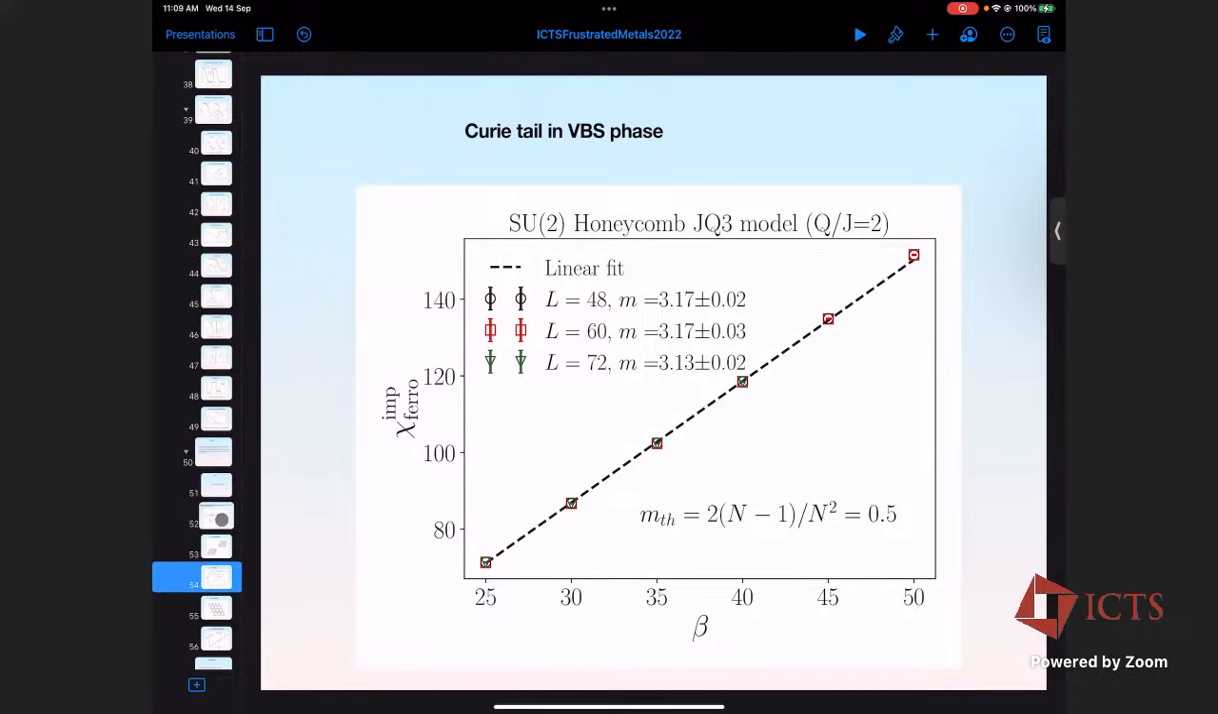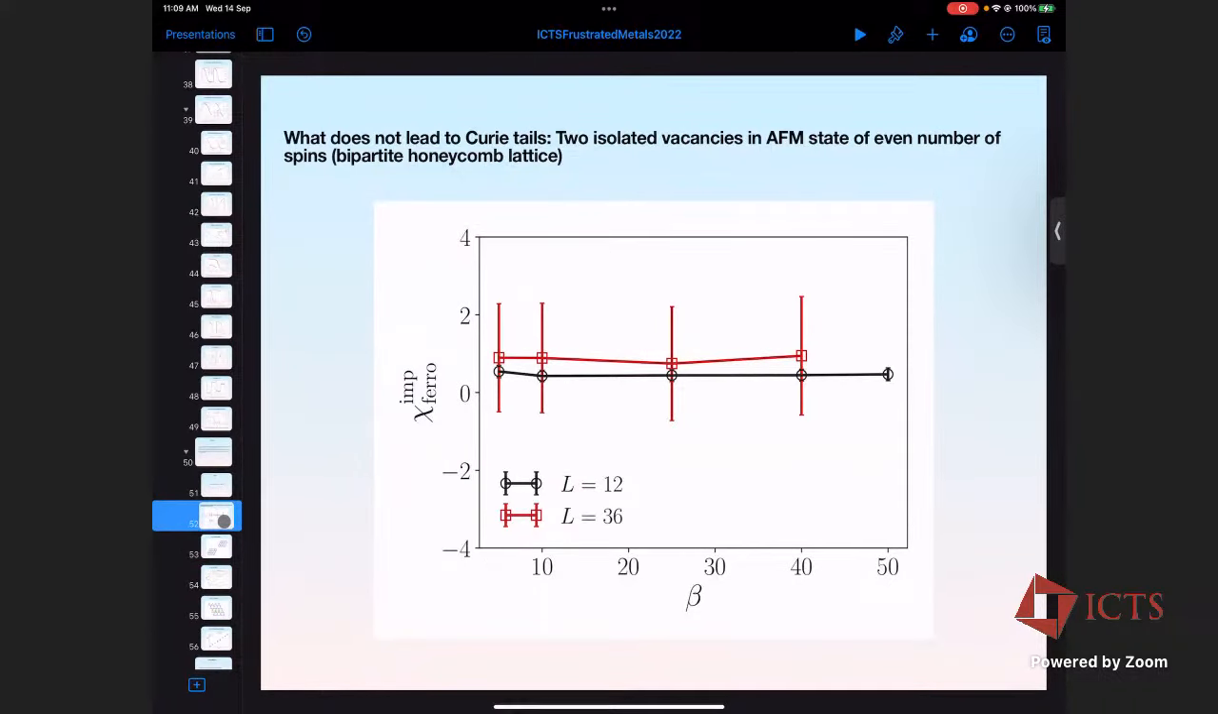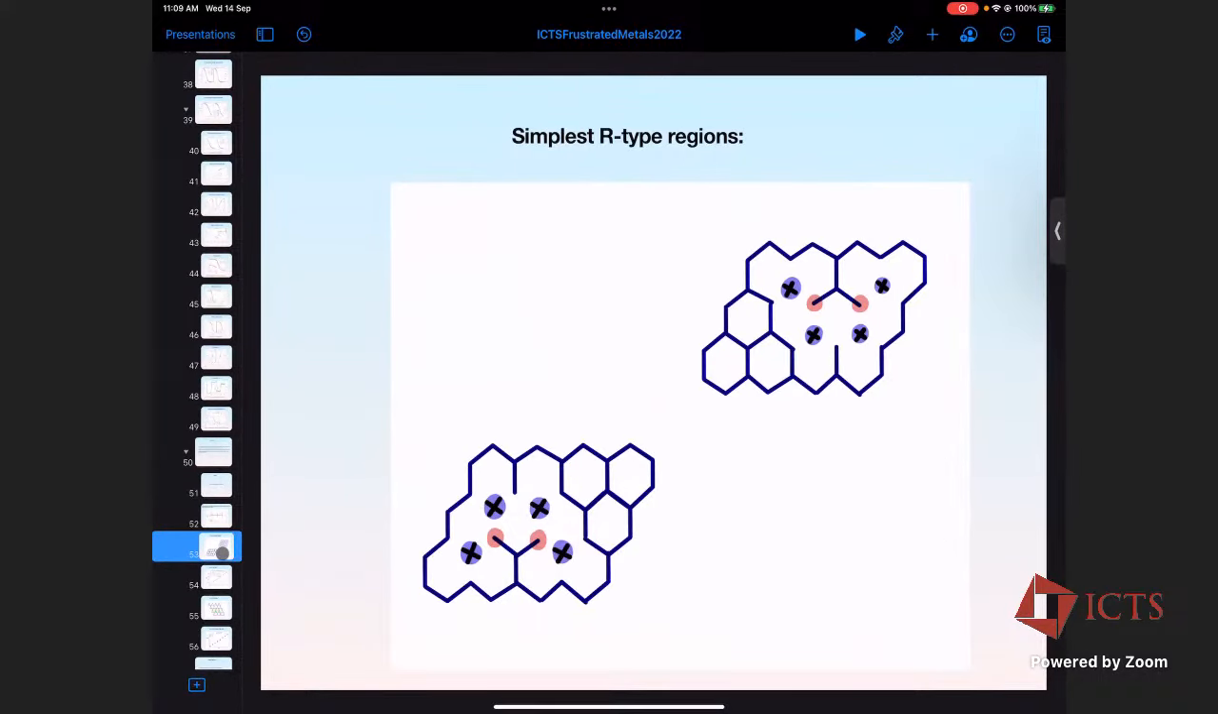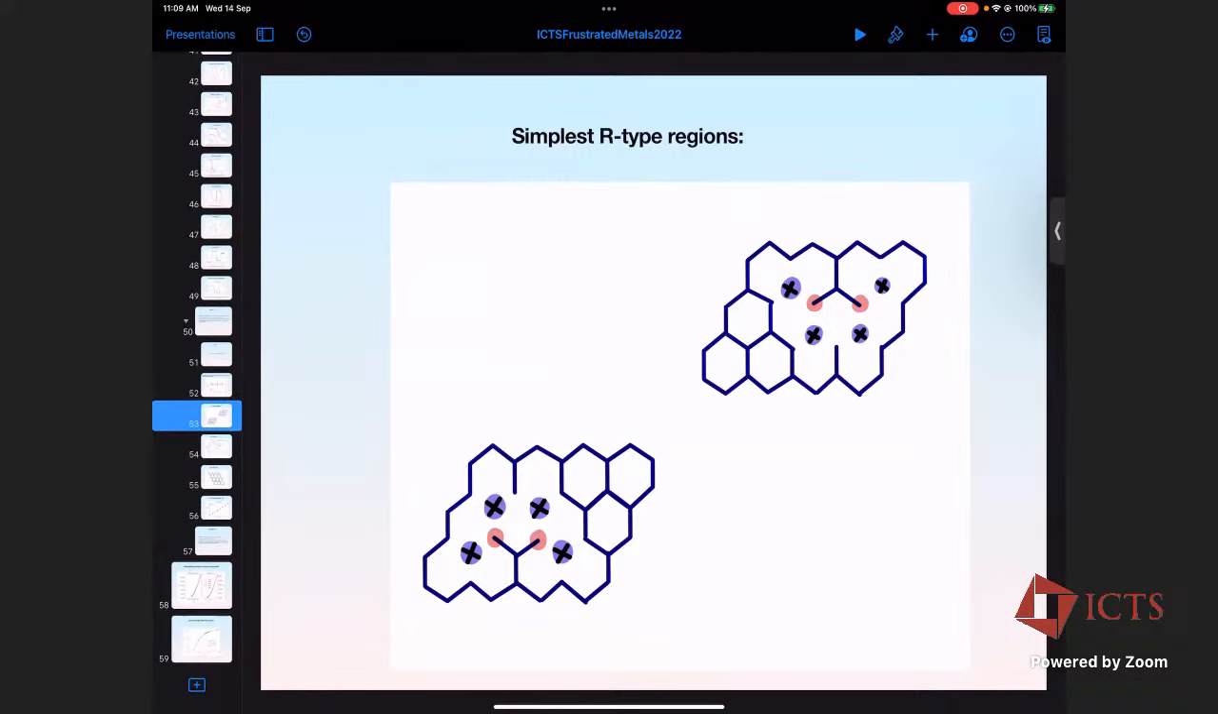But you have to be careful. A single vacancy, 2 single vacancies far away don't do this. So this is really a special property of having monomers trapped inside regions. That's my central claim. So let me stop here.